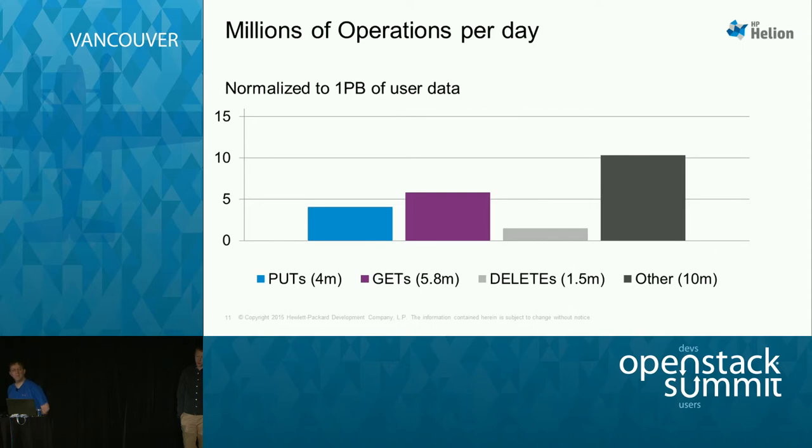Okay, the sort of operations you expect. This is operations per day, and I've normalized this to 1 petabyte of user data. So if you have a petabyte of user data under management, you may have more storage there, but this is the amount of data you have. You can expect a little bit more gets than puts, and then we're talking about millions of deletes, and then you get other operations, called head operations, container listings, or those sort of operations. These operations on the left, the puts and the gets, contain data, so the payload and the operations.